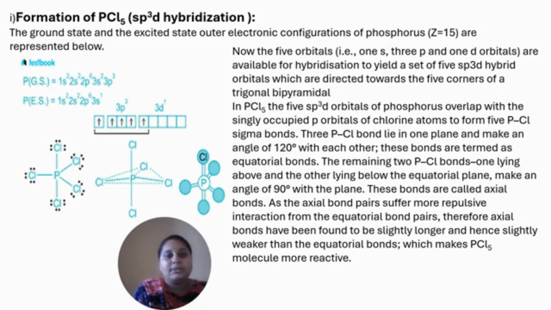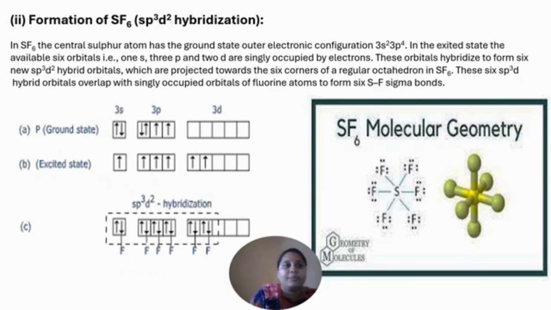degrees with each other, and these bonds are termed equatorial bonds. The remaining 2 P-Cl bonds lie one above and one below the equatorial plane and make an angle of 90 degrees with the plane. So these bonds are called axial bonds. The axial bonds suffer more repulsive interaction from the equatorial bonds, and they are slightly longer and slightly weaker than the equatorial bonds, which makes PCl5 more reactive.